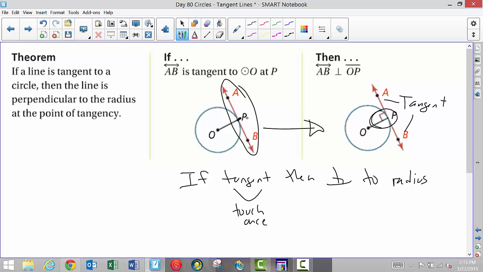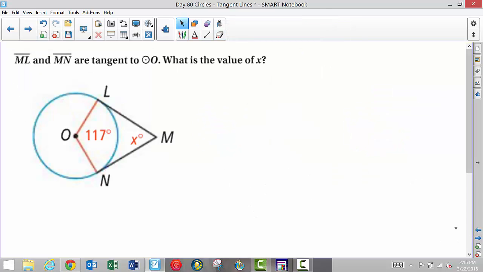Why do we need to know this? Because more often than not, we're going to be creating some right triangles, and we have been studying triangles forever in geometry. So let's do some examples.